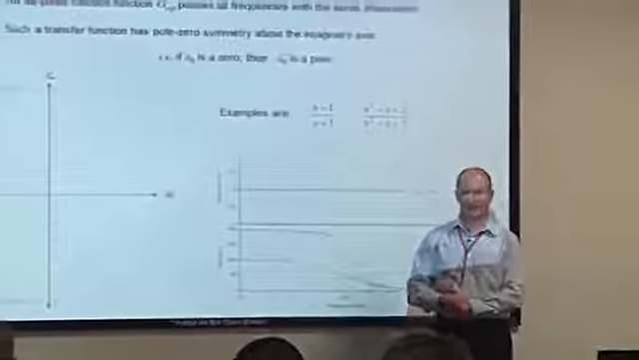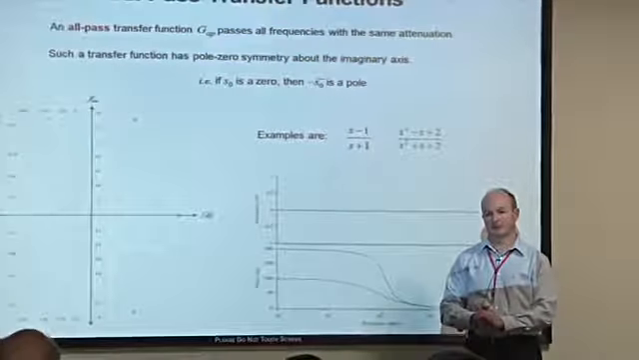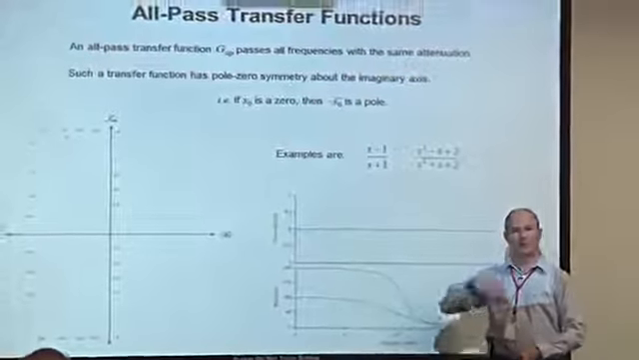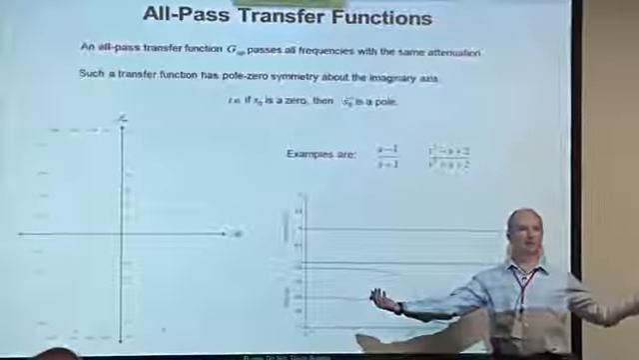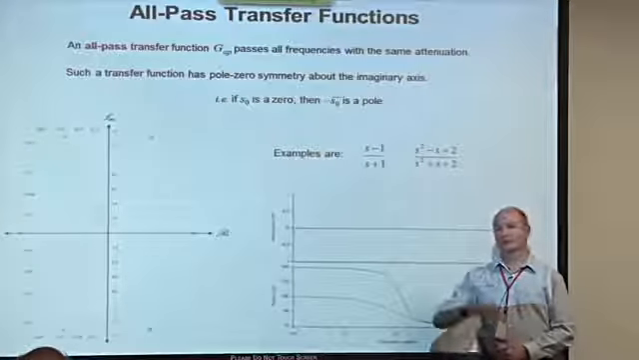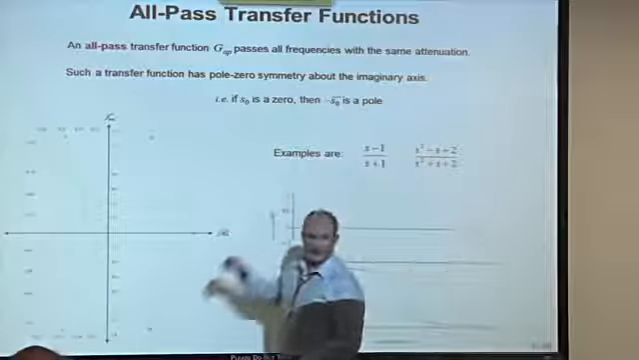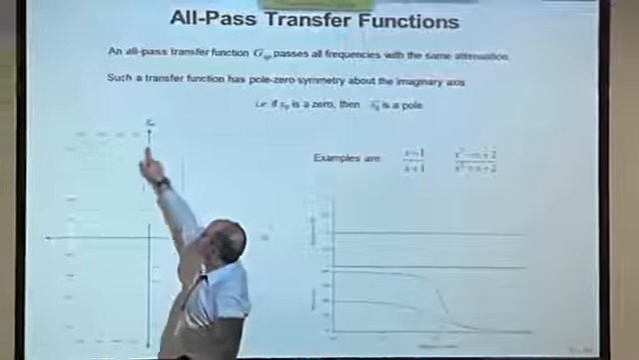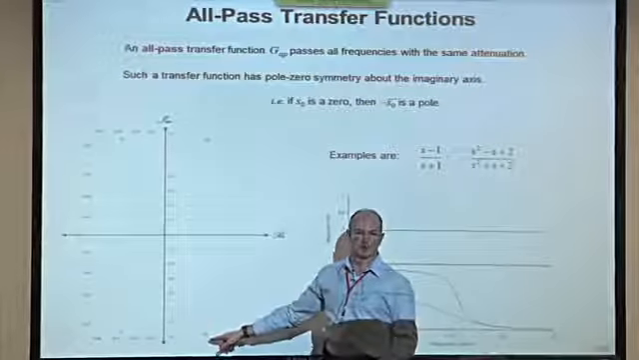Transfer functions are all-pass if their pole-zero map has symmetry about the imaginary axis. What it means is if I have a pole on one side of the imaginary axis, I have a zero in its mirror image on the other side. And if it's a stable system, you know that all the poles are going to be in the left half plane. So therefore, a stable all-pass transfer function might have poles and zeros in these blue locations here and here. That would be an all-pass transfer function.